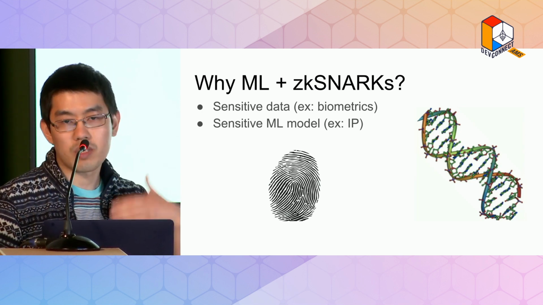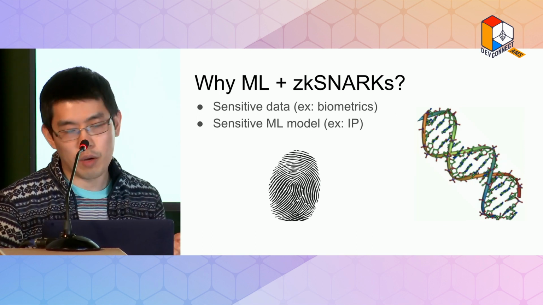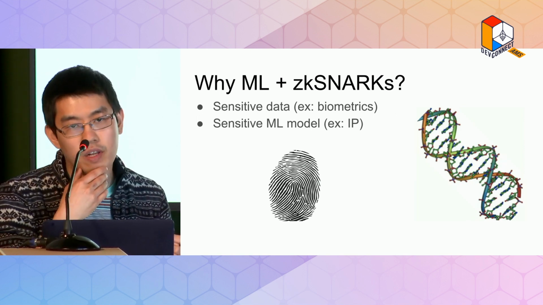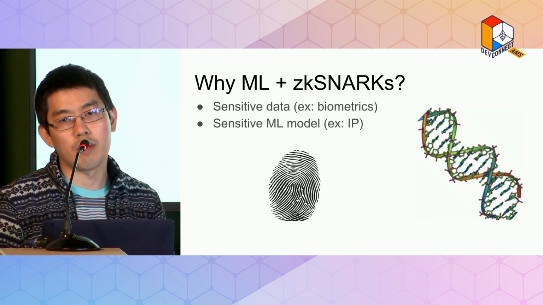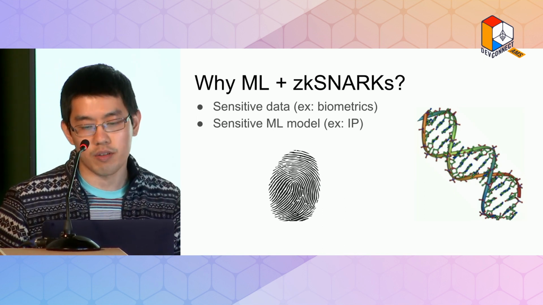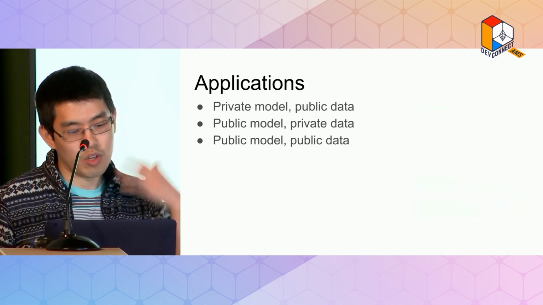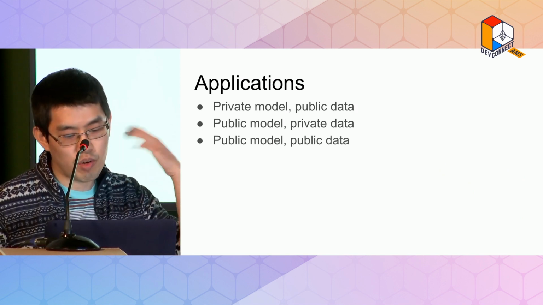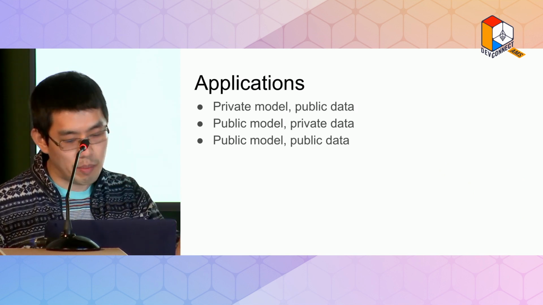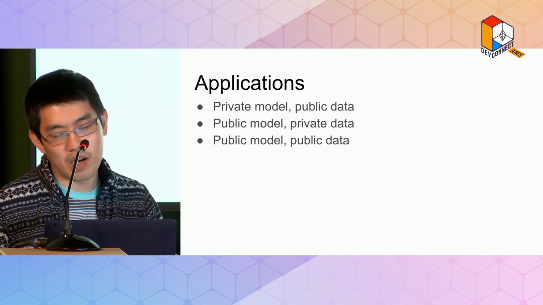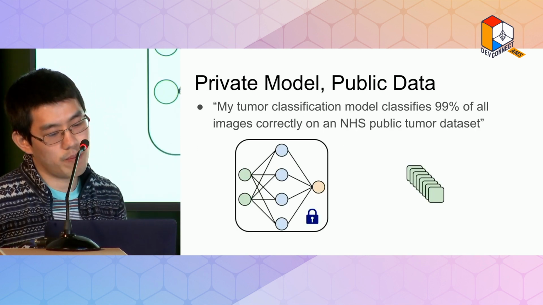We might have some sensitive data like biometrics that we don't want to reveal, or maybe we have a machine learning model that we want to keep private because it's intellectual property. So in some applications, we might have a private model but public data, or a public model and private data, or a public model and public data.